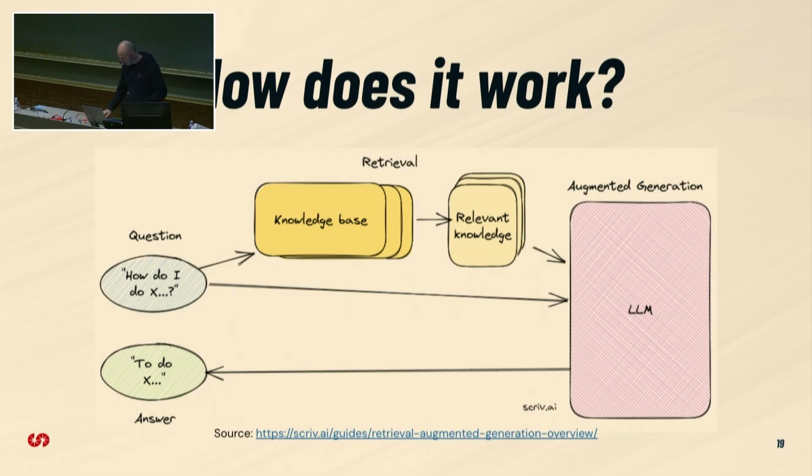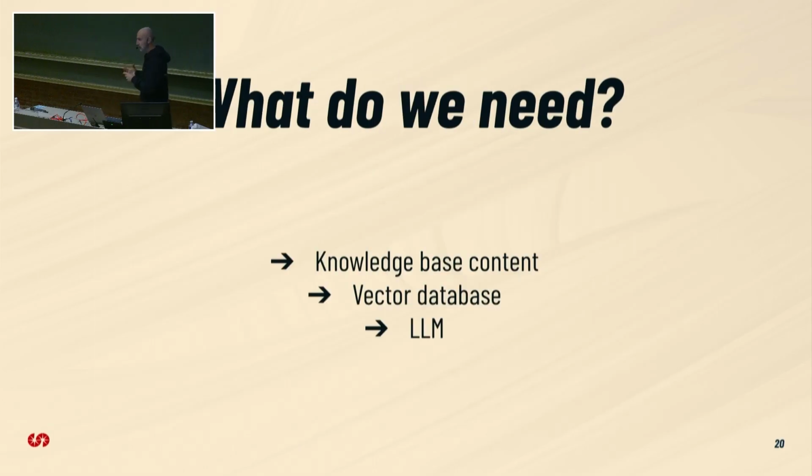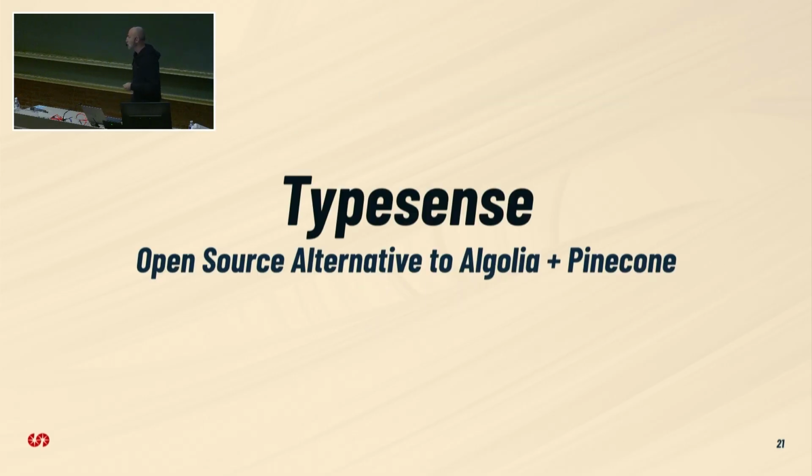So what we need to create a semantic search: we need the content, we need a vector database, and we need a large language model. And now the question is why we have to prefer Typesense instead of other things, because there are a lot of language models, a lot of vector databases, and why we have to use it. And the reason may be inside this sentence.